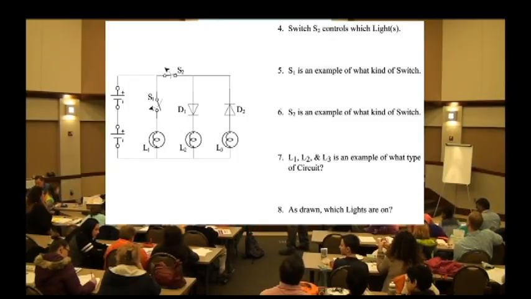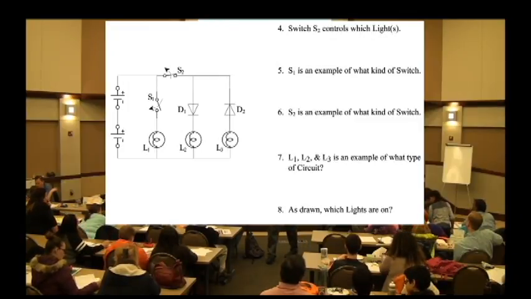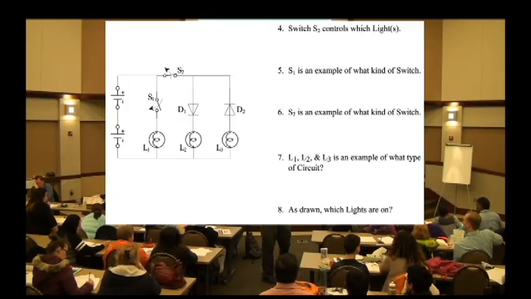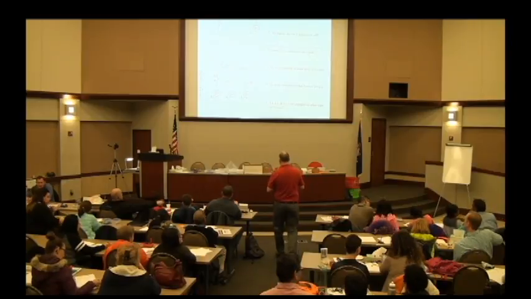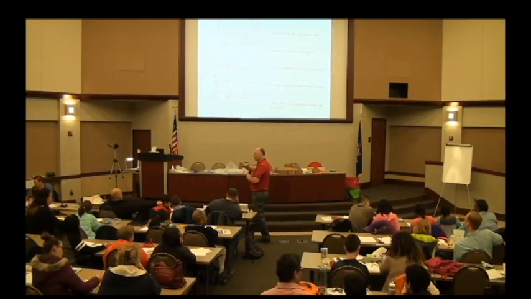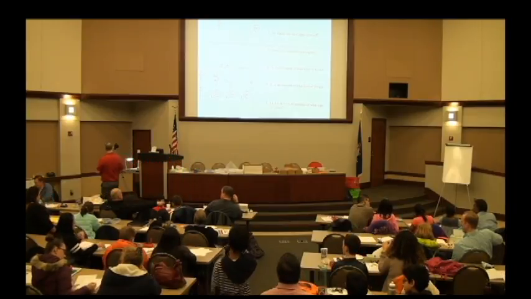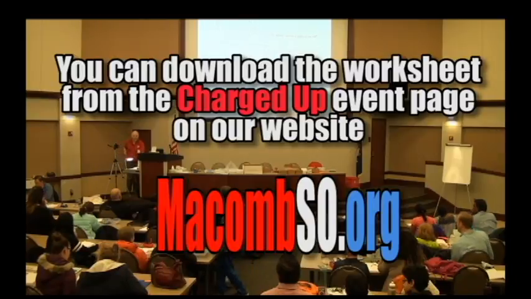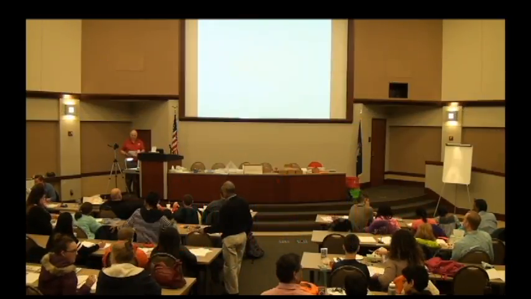L1, L2, L3, even though they won't light up, ignore the diodes and ignore everything else, are examples of what kind of circuit? Parallel circuit, right? They're side by side. They're not following each other like in the top drawing, which is a series circuit. Series, think of circle, parallel, side by side, okay? A lot of stuff to throw at you. Some of that's confusing. That's why we're recording this, so you can go over and over it again, okay?